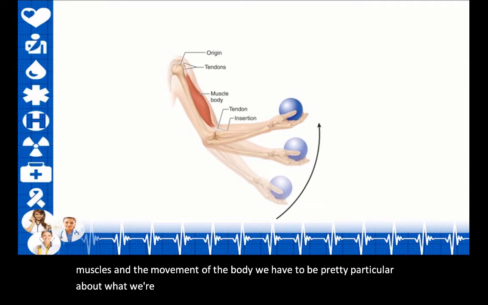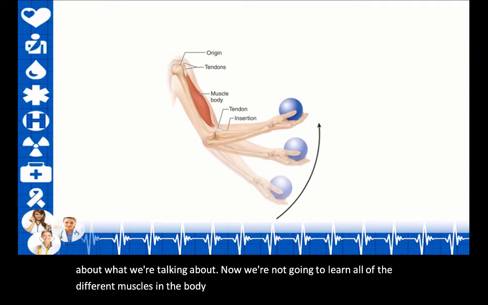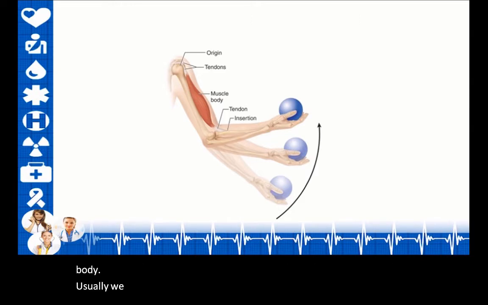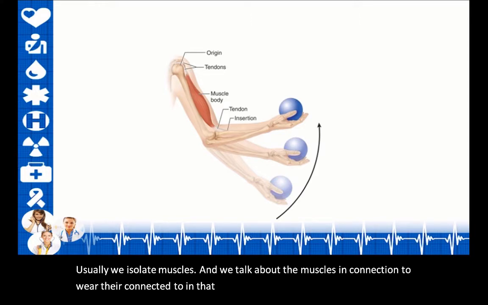Now, we're not going to have to learn all of the different muscles in the body. We'll learn some that are especially important for topographical anatomy, but when we're talking about muscles in the body, usually we isolate muscles and we talk about the muscles in connection to where they're connected to, and that by some part even gives rise to the name. So let's look at the bicep here.